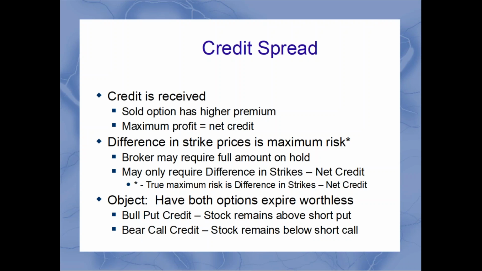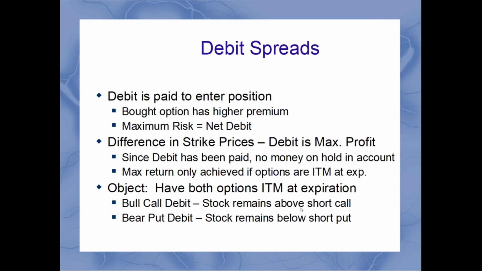Now, in a credit spread, of course, the goal is to have both options expire worthless. In the bull put credit, naturally the stock remains above both strike prices. And in the bear call credit, we want the stock to remain below both strike prices as well.